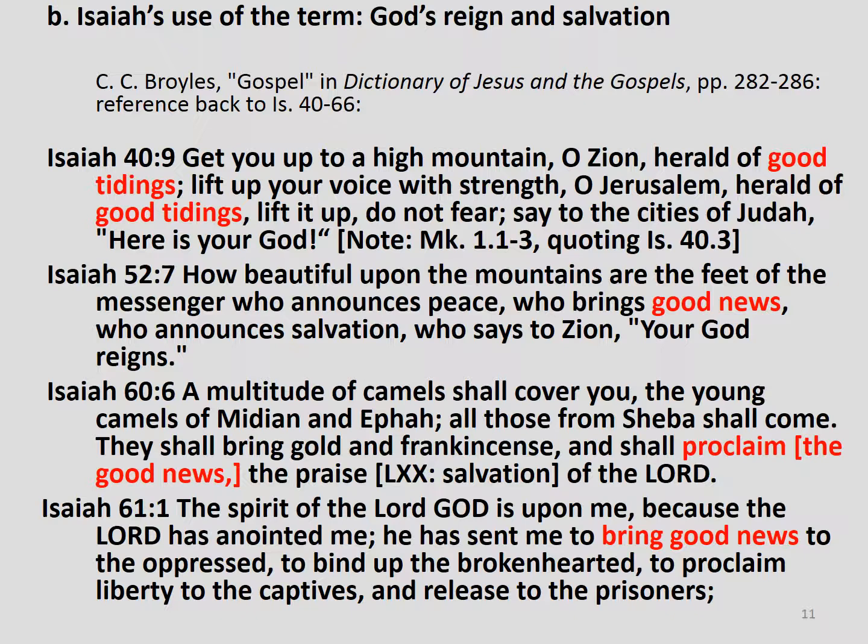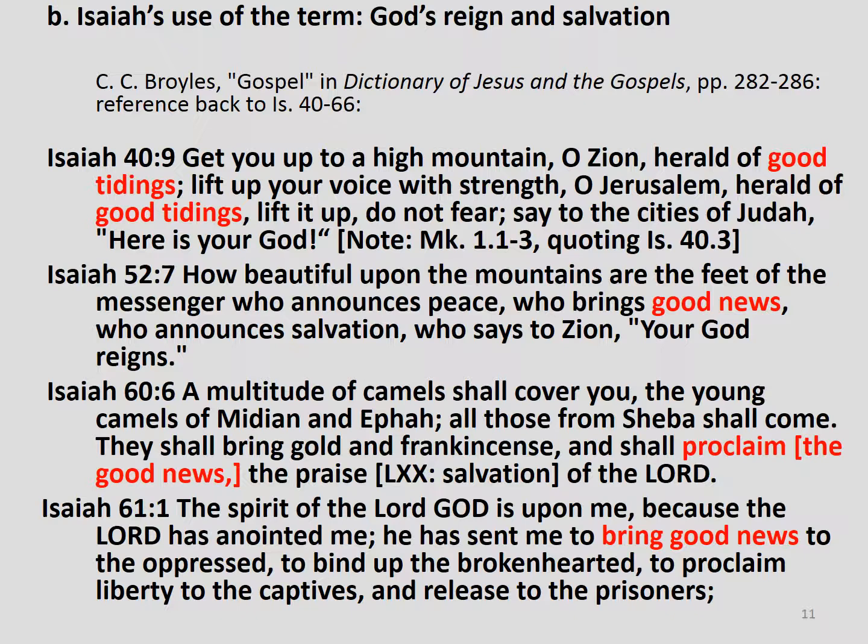Isaiah 52 verse 7 says, "How beautiful upon the mountains are the feet of the messenger who announces peace, who brings good news, who announces salvation, who says to Zion, your God reigns." So the content of the good news, the gospel, is the kingdom of God. And the kingdom of God is that the reign of God will now begin, and the time of exile has come to an end.